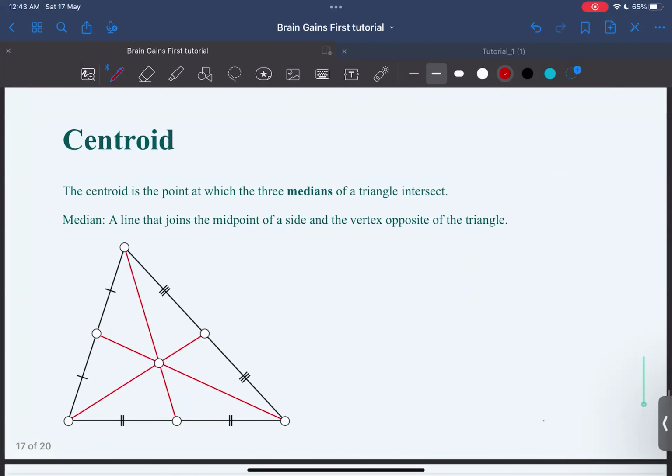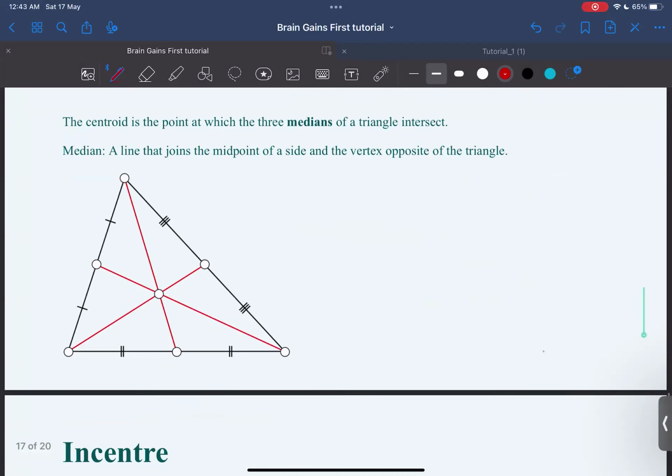Okay. Now for the centroid as another center. The centroid is the point where the three medians of a triangle intersect. And a median is a line which joins one vertex to the opposite side of the triangle and then cuts it in half, right?